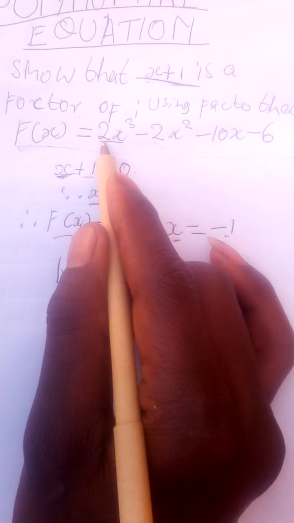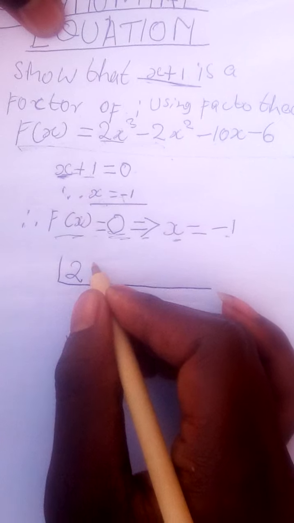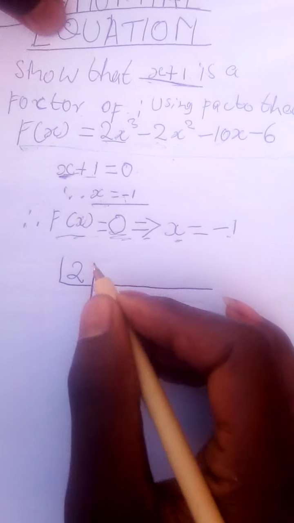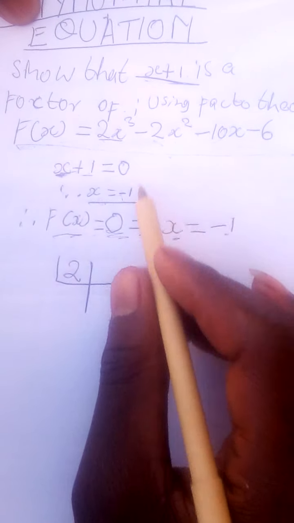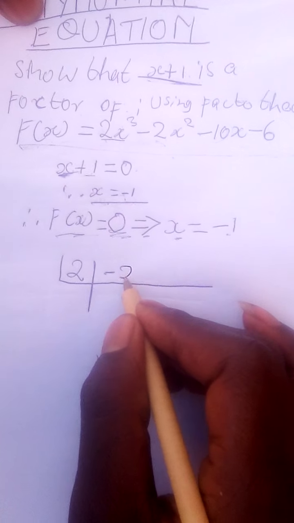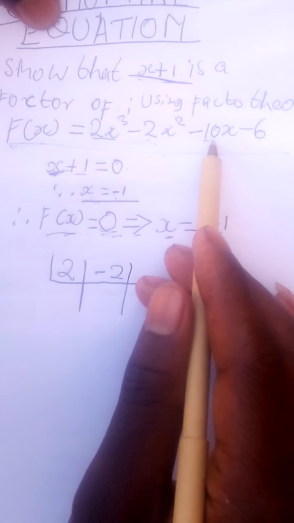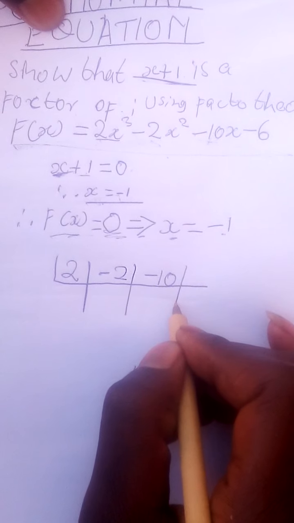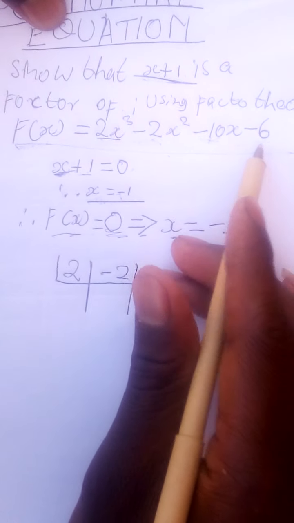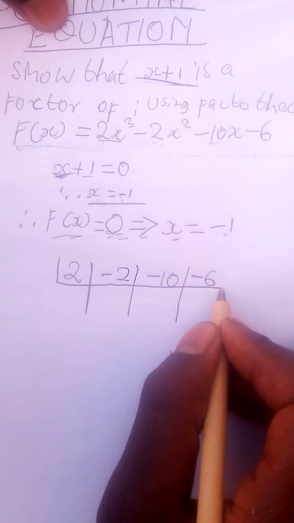Then the coefficient of the first term in our equation is positive 2. I write only 2 because I know a number without any sign is positive. The second term is negative 2. I write that negative 2 with its sign. Then the third term is negative 10. And our last term is negative 6.